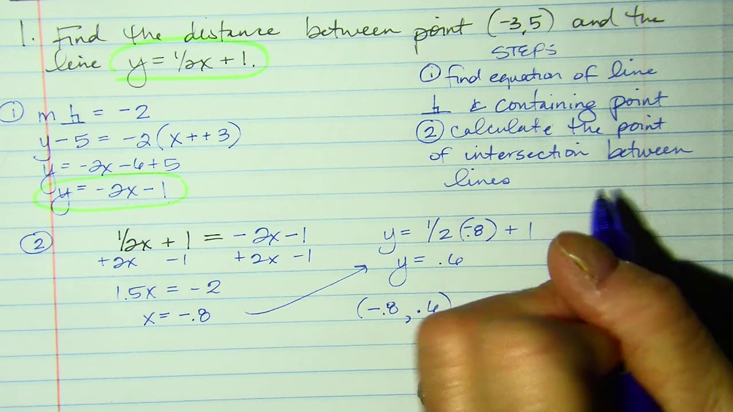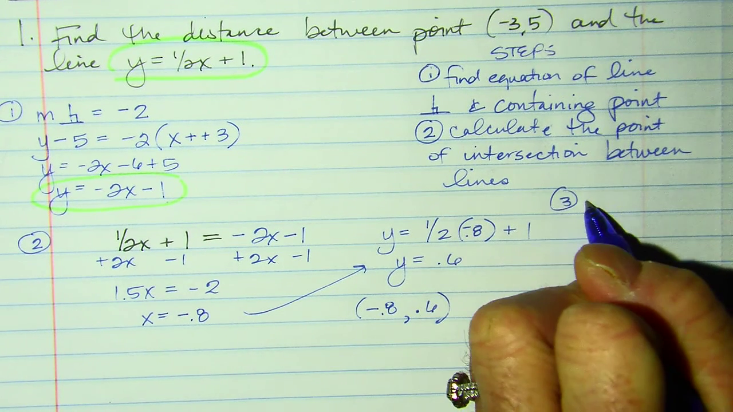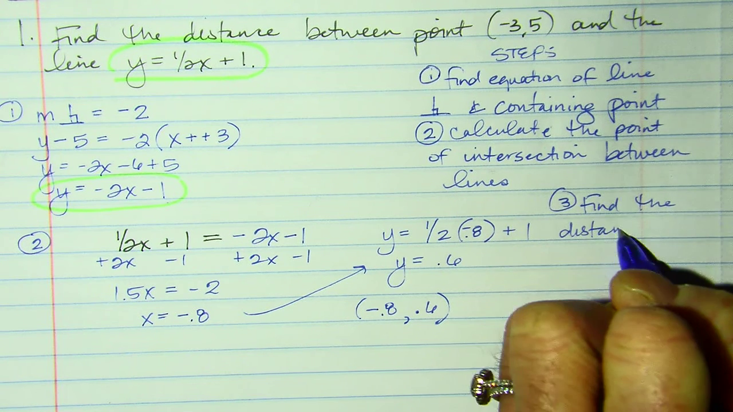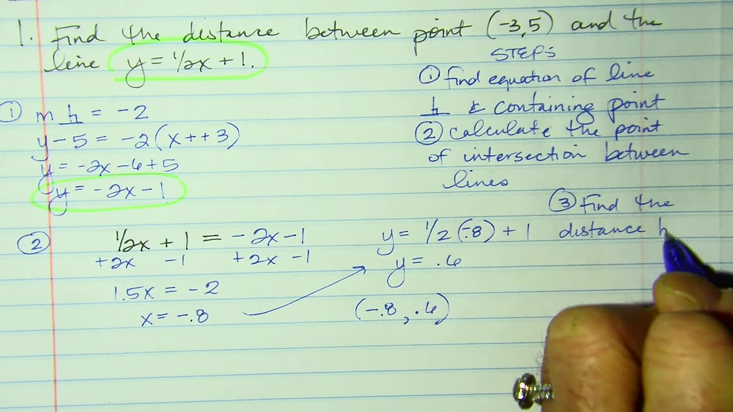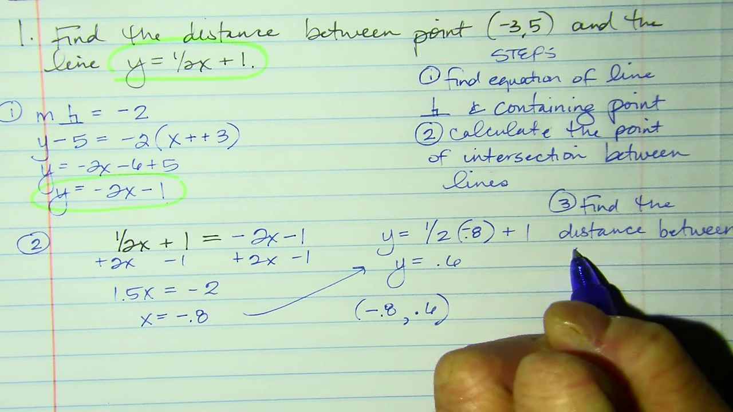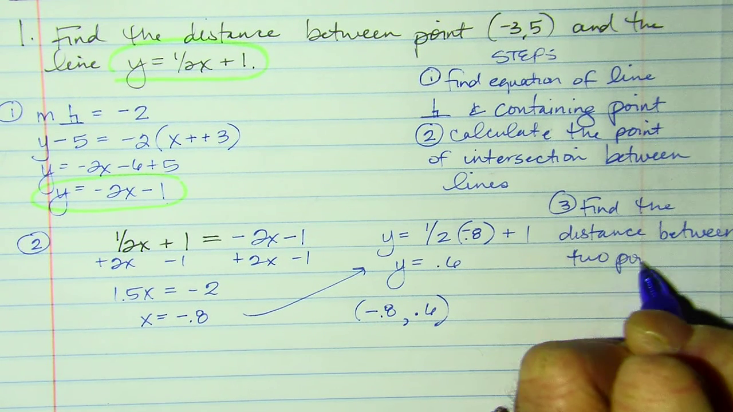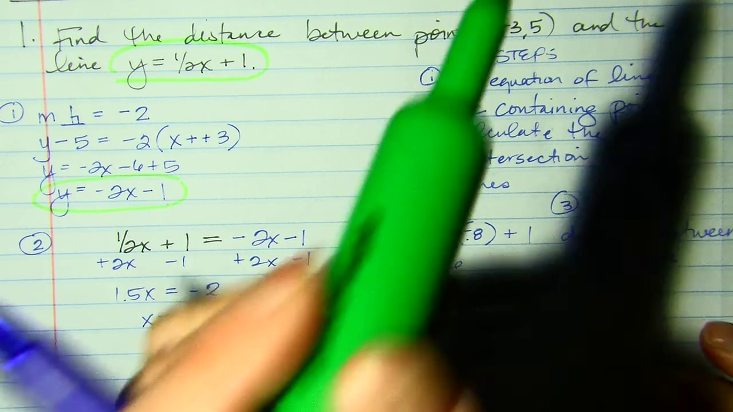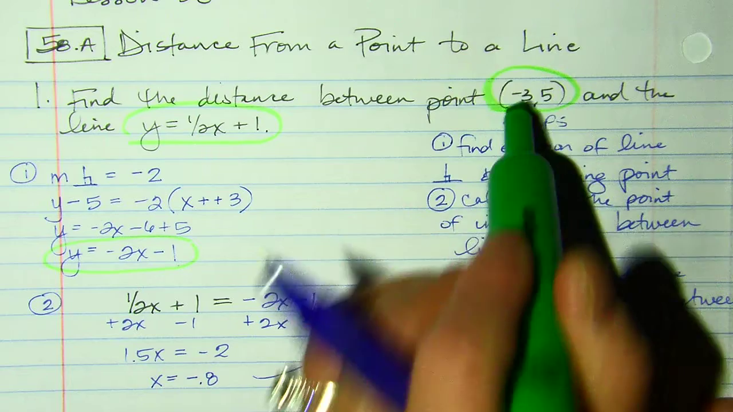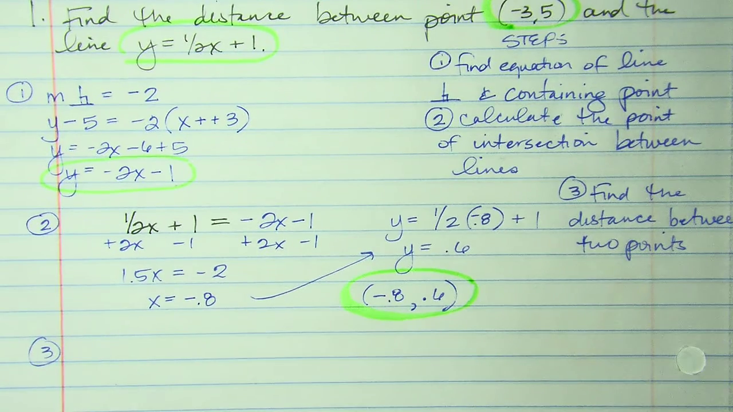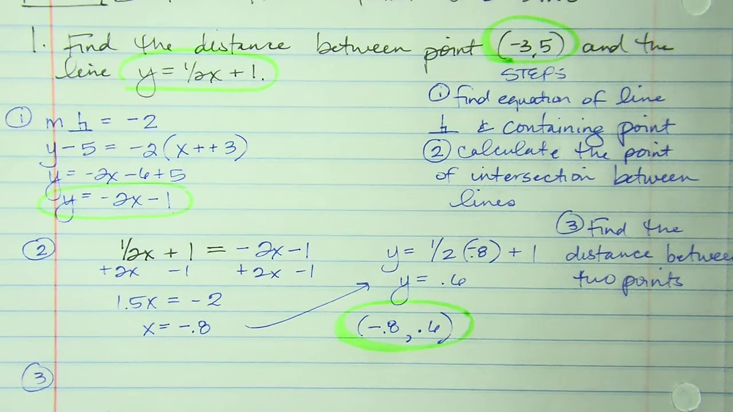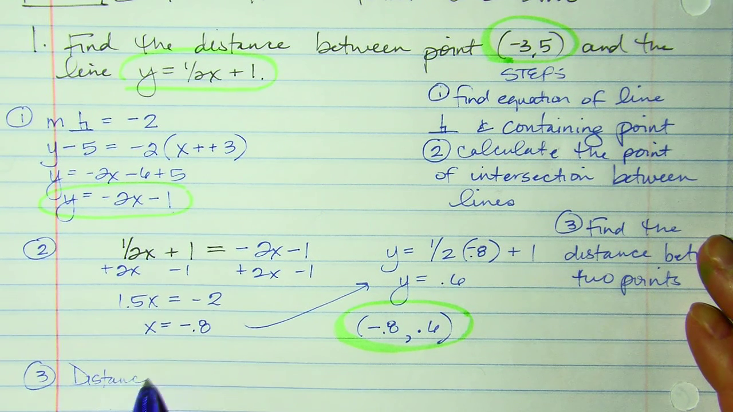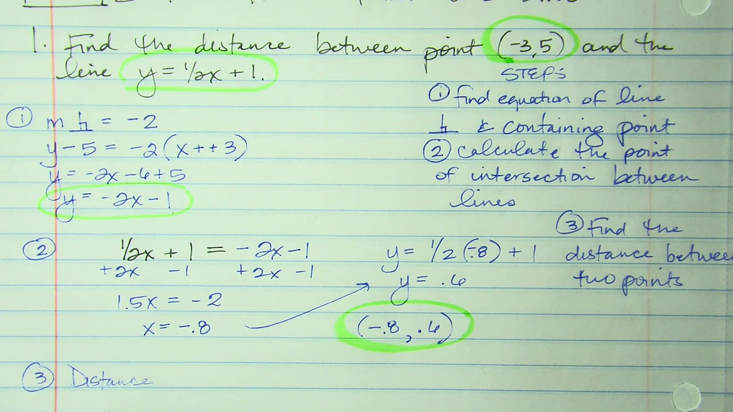And so step 3 is to find the distance between the two points. I'm going to do that here. I have the point they originally gave me and the point we just calculated, which is the point in which those two equations intersect. So I'm going to find the distance. My blue pen is running out. Sorry, let me grab another one.